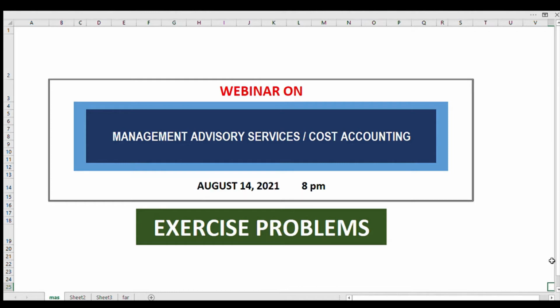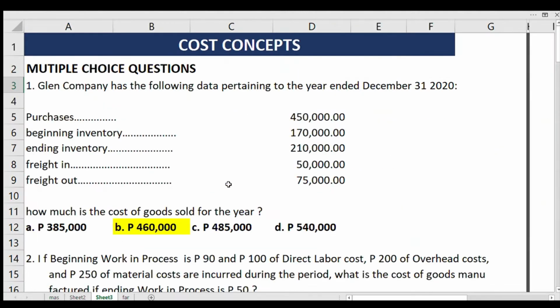Here we are on the second part of our MAS cost accounting topic, and we will be doing some exercise problems. Let's move on. So here are the problems. These are all based on part 1, which we have conducted, all based on the discussion that we had on the MAS and cost accounting. Right now, we will be having some exercises, and we will be giving to you all the techniques and the procedures on how to solve these MAS and cost accounting problems.